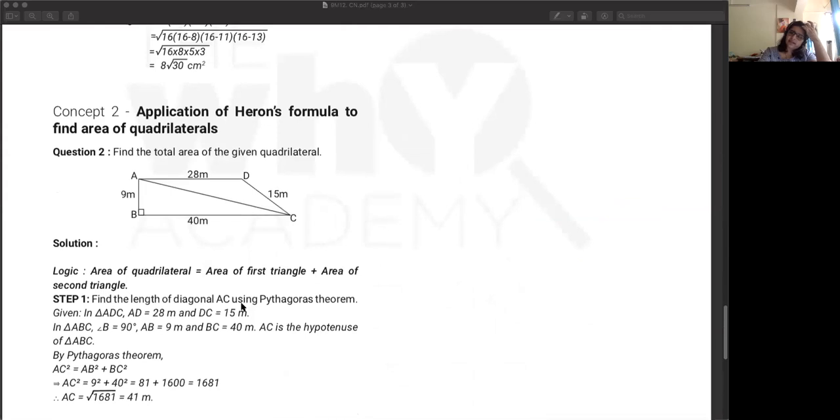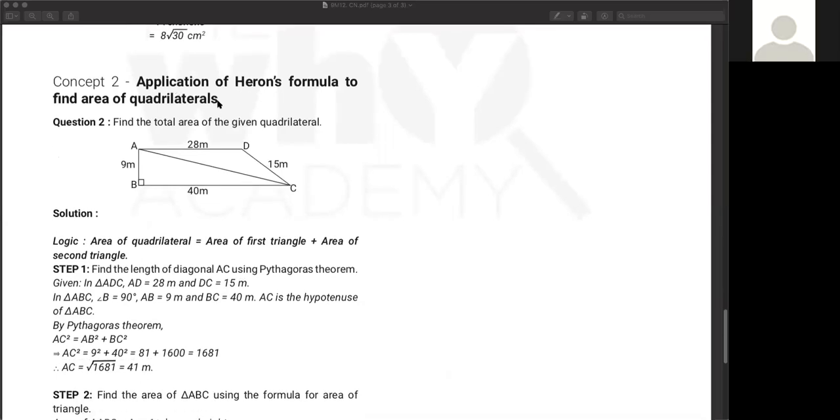So one is direct application of the formula itself. Either you'll be given sides, or you'll be given one or two sides and the perimeter, find out the area. Or you'll be given the area and two of the sides and you have to find out the third side, things like that. And then you have applications of Heron's formula to find the area of quadrilaterals.